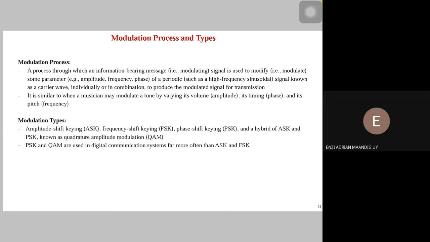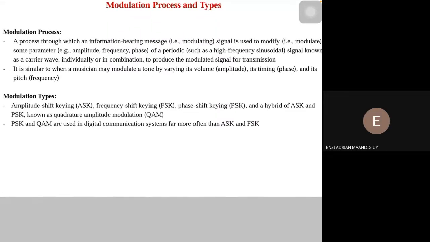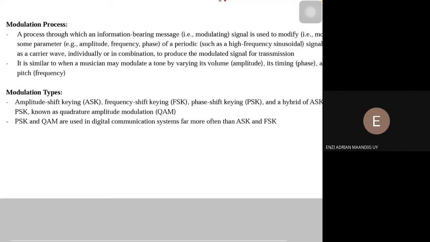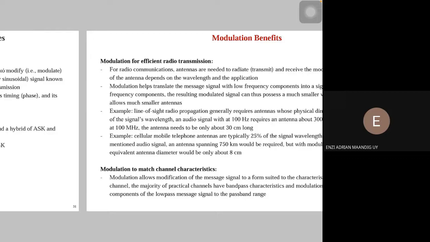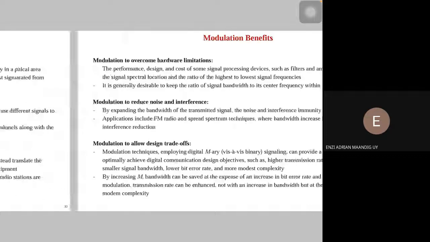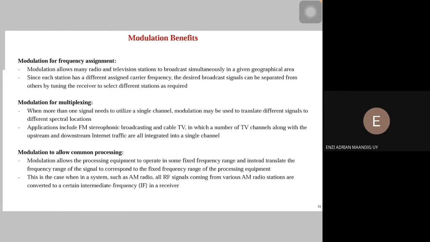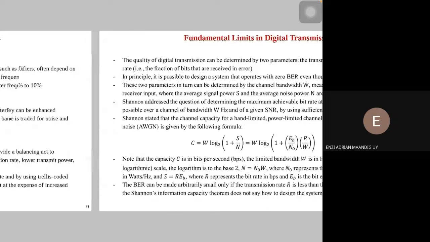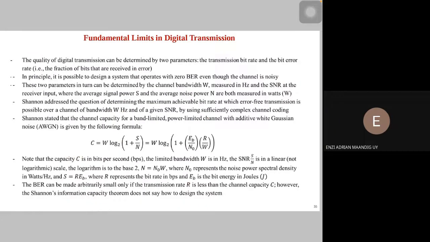So this will be our topic, maybe for next meeting. Chapter 2 of Tomasi starts with modulation types: ASK, PSK, FSK, and QAM, and modulation benefits. Okay? I am sure you have covered this in your COM7. Second to the last is this one: fundamental limits of digital transmission.